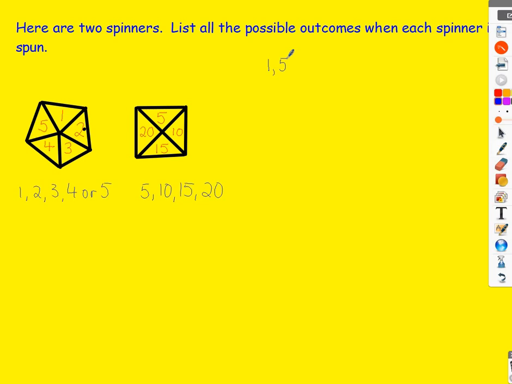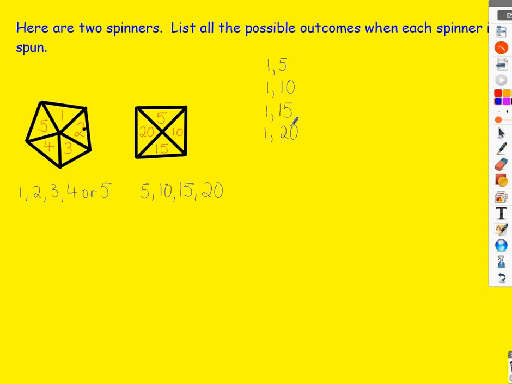Changing one item at a time, so I'm going to keep 1 on the first spinner, but the second spinner might not land on a 5. I'm going to have it landing on the next number, 10. Again, there are more options. If the first spinner lands on 1, I could have the second spinner landing on 15, or I could have the second spinner landing on 20. That's all the possible results there if the first spinner lands on 1.